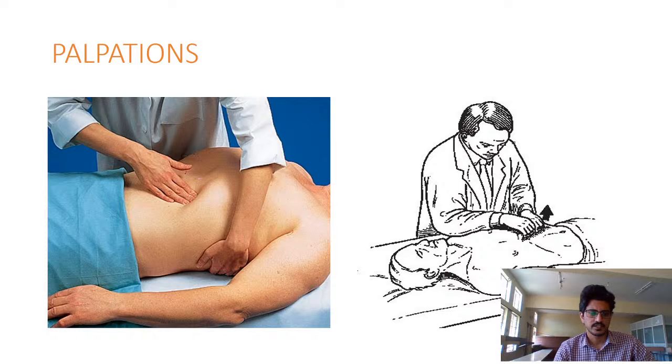This first picture is a bimanual examination, and the other picture is nothing but the hooking method. In the hooking method, you hook around the left costal margin and ask the patient to take deep breaths, where you can feel the tip of the spleen, whether an enlarged spleen is there or not. So this is the hooking method.